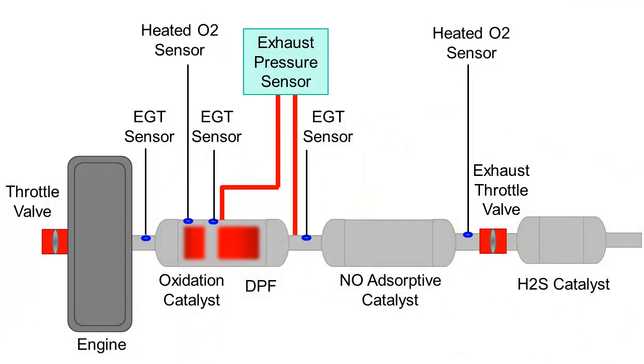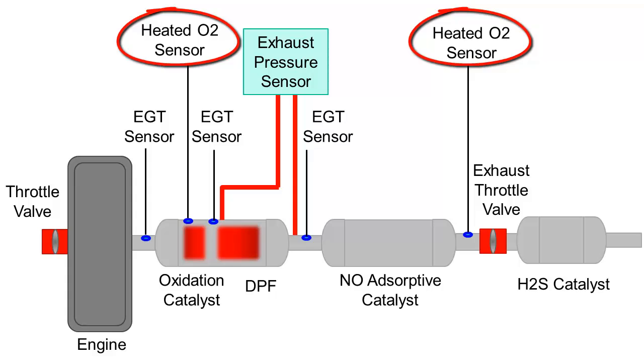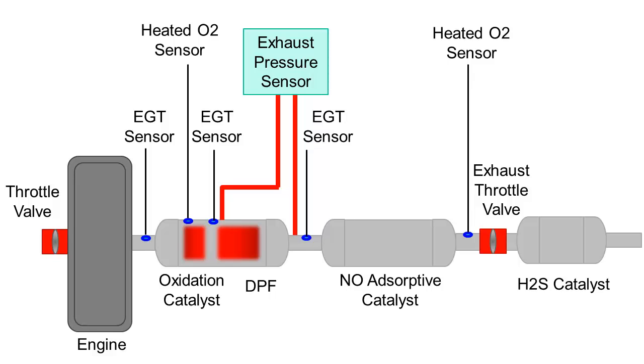Two heated oxygen sensors are used. The signals are used for several functions: DPF soot load calculation, DPF regeneration, NO adsorptive catalyst regeneration, catalyst onboard diagnostics, and air modeling to determine NOx and soot emissions. The upstream sensor is used to regulate air-reduced operating modes or rich operation. The downstream sensor signals successful regeneration.